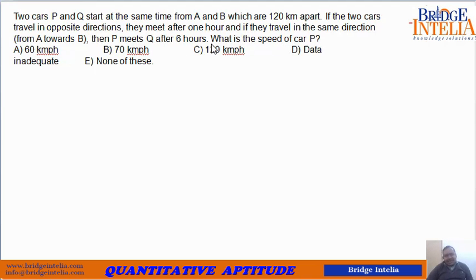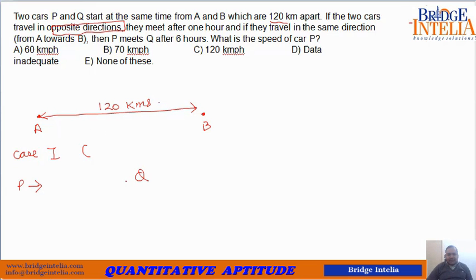So two objects are moving and two different cases are given. Let us understand the data given in this question. First things first, two towns are mentioned, town A and town B. These two towns are at a gap of 120 kilometers. This is given. Now two cases are given. What are the two cases? First case, case 1: P and Q are moving from opposite directions. That means P is coming from this side, Q is coming from this side. So this is case 1.